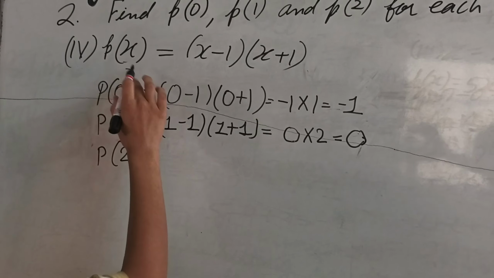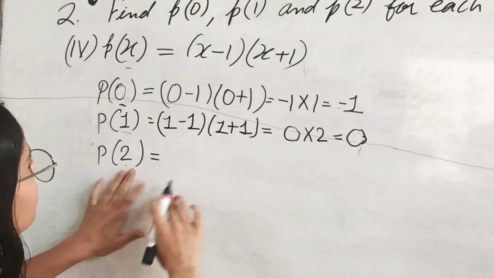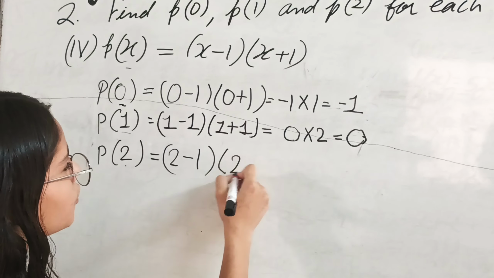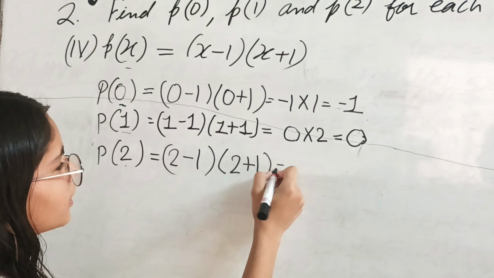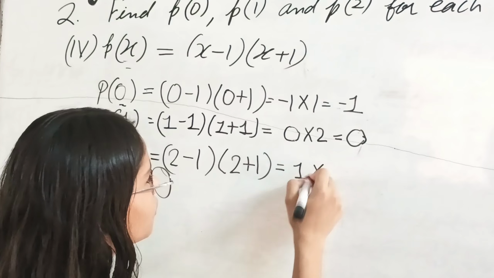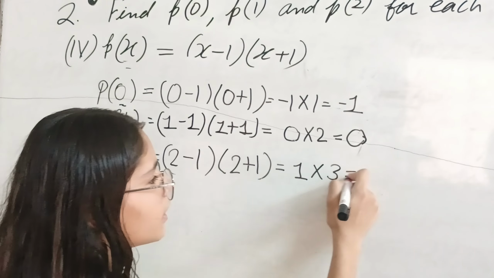Now we are going to replace x by 2. So it is equal to (2 minus 1) into (2 plus 1). So 2 minus 1 is equal to 1, into 2 plus 1 is equal to 3. So it will give you 3.